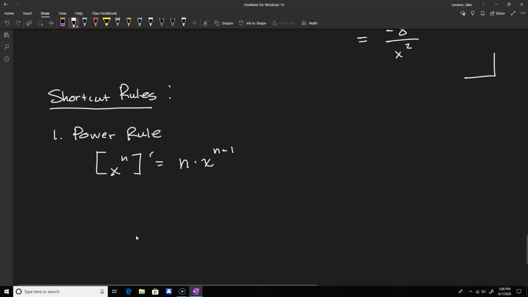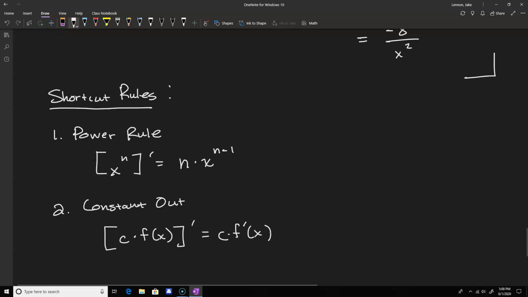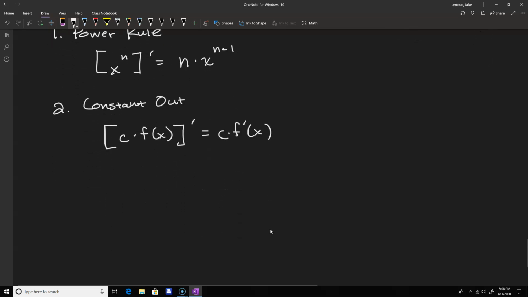Another rule: if you're multiplying a constant by a function of x, that doesn't really affect your result. So you can bring constants out when taking derivatives. So the constant out rule is as follows. If you have a constant times some function of x, and you're trying to take the derivative, well, really what you can do is just take the derivative of the function f of x and then multiply back by that c when you're done. So you can pull the constant out of the derivative and just focus on taking the derivative of the function of x itself.